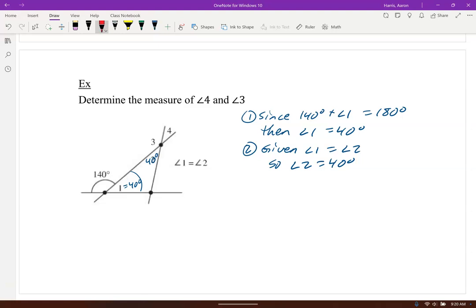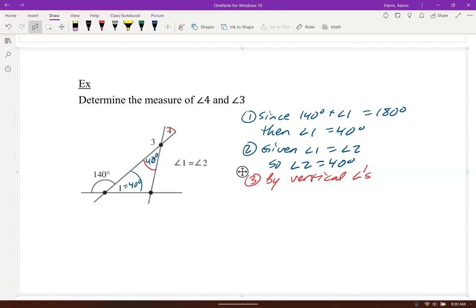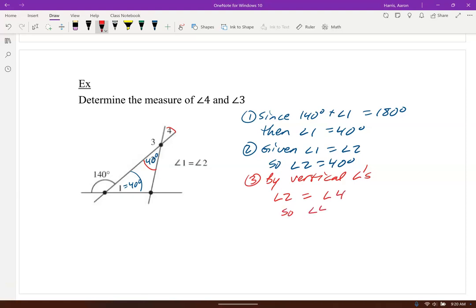And now what I'm going to use is vertical angles, these opposite angles, if you will. So angle 2 by vertical angles must equal angle 4. And angle 2 is 40 degrees, so angle 4 equals 40 degrees. Okay, there's one of our answers. Angle 4's got to be 40 degrees.